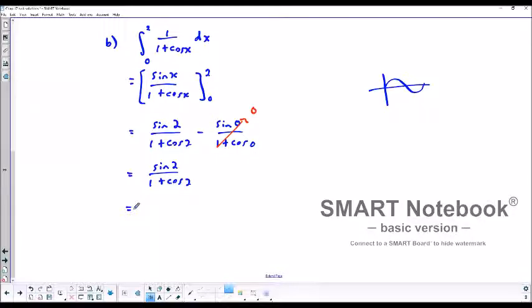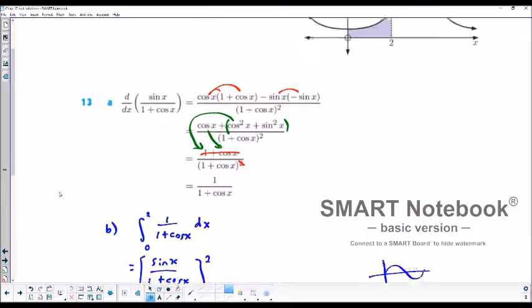And so if I can just make sure that my calculator is in radian mode, which it is. So I've got sine of 2 divided by 1 plus cosine 2. And we get 1.557, or approximately equal to 1.56 square units. Okay, and so that's that question, number 13.